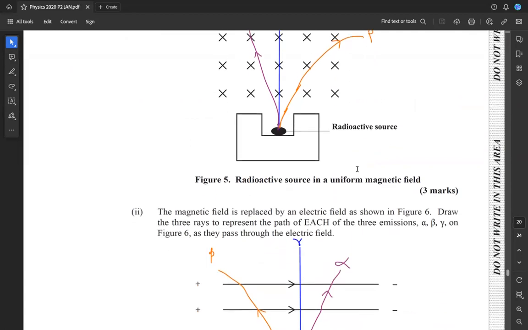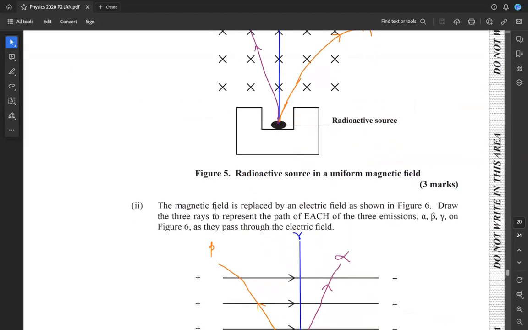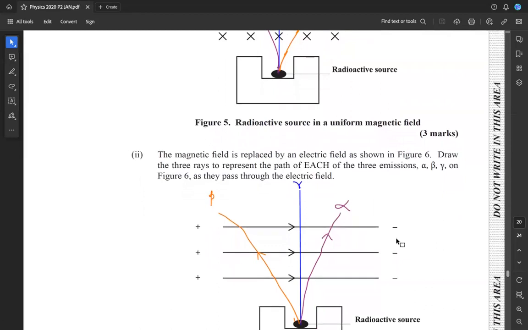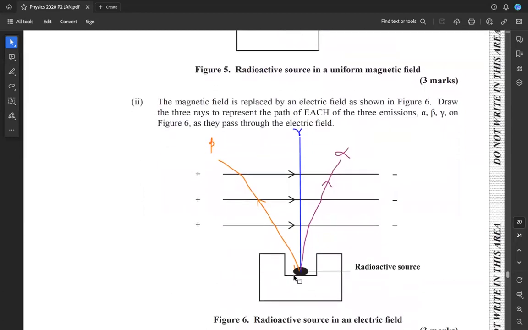Okay, so moving down to part 2 now, the magnetic field that we previously had up here was then replaced by an electric field, and that electric field is shown in figure 6. So let's look at our electric field now. Again, this is figure 6. We have our radioactive source here. So this is where our alpha, beta, and gamma particles will be coming from.